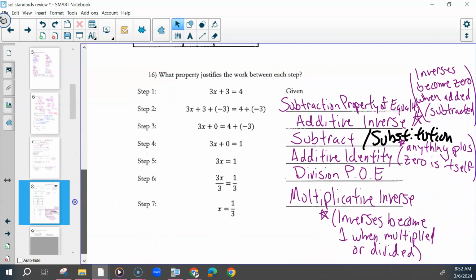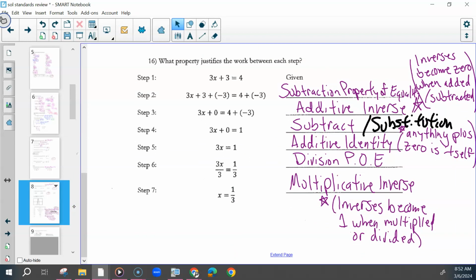And then for 16, you don't have to write what's in the parentheses off to the sides, but you do need everything else. So you were looking at what properties, what happened between each step. So from step 1 to step 2, subtraction property of equality, or you could just write POE. Step 2 to step 3, additive inverse. Step 3 to step 4, that's really just substitution.